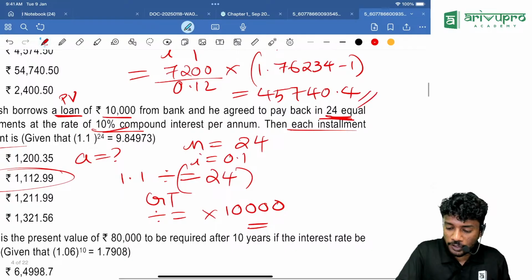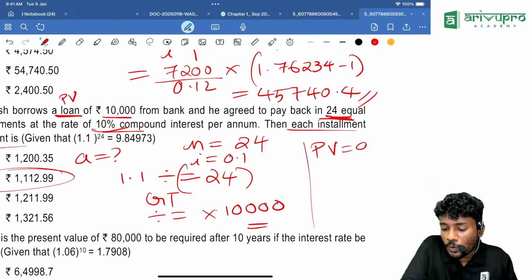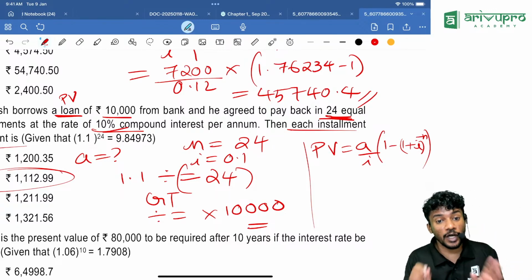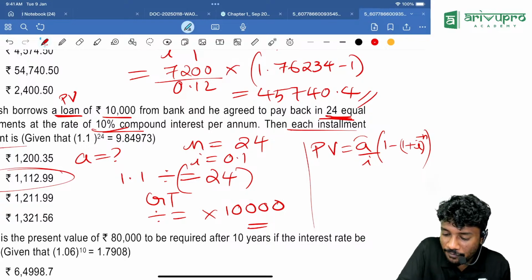Or if you are not using the GT method, the formula is PV is equal to A by I into 1 minus (1 plus I) the whole power minus N. This formula you can use if you are not using the GT method. From this you can find the A value.